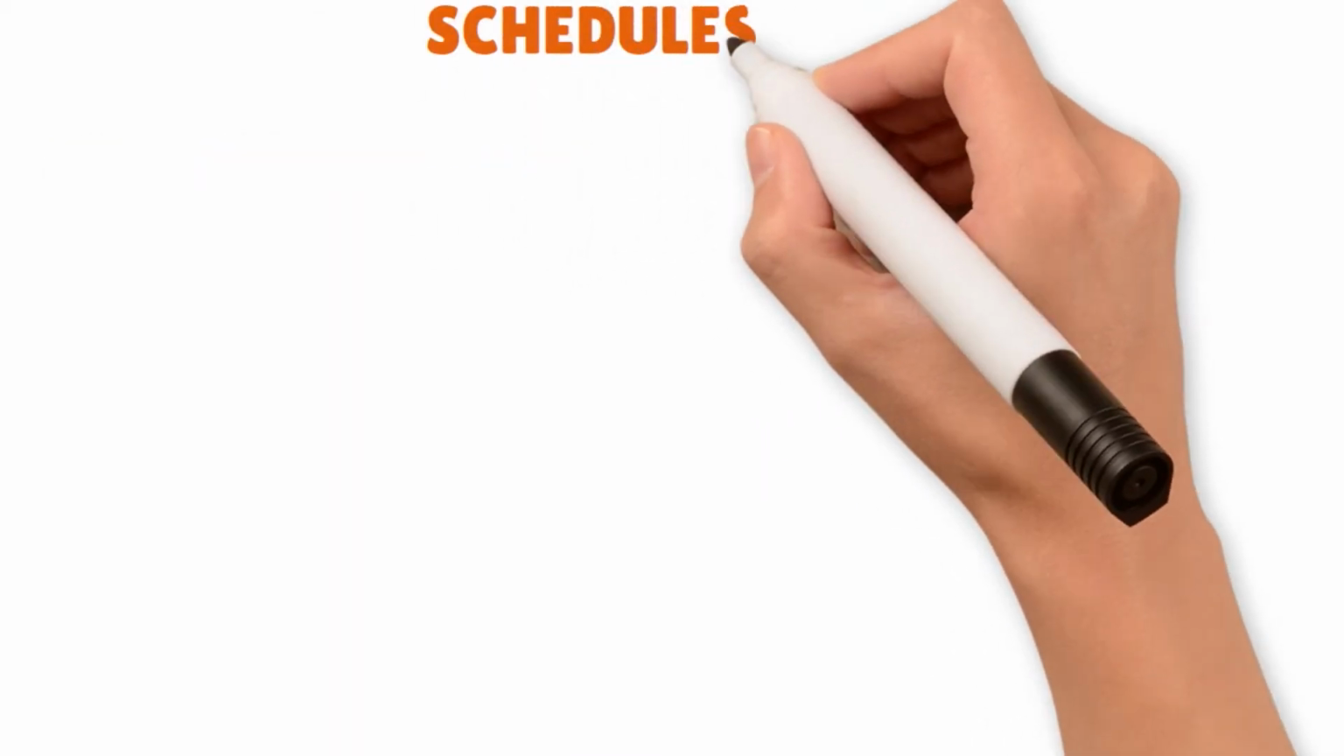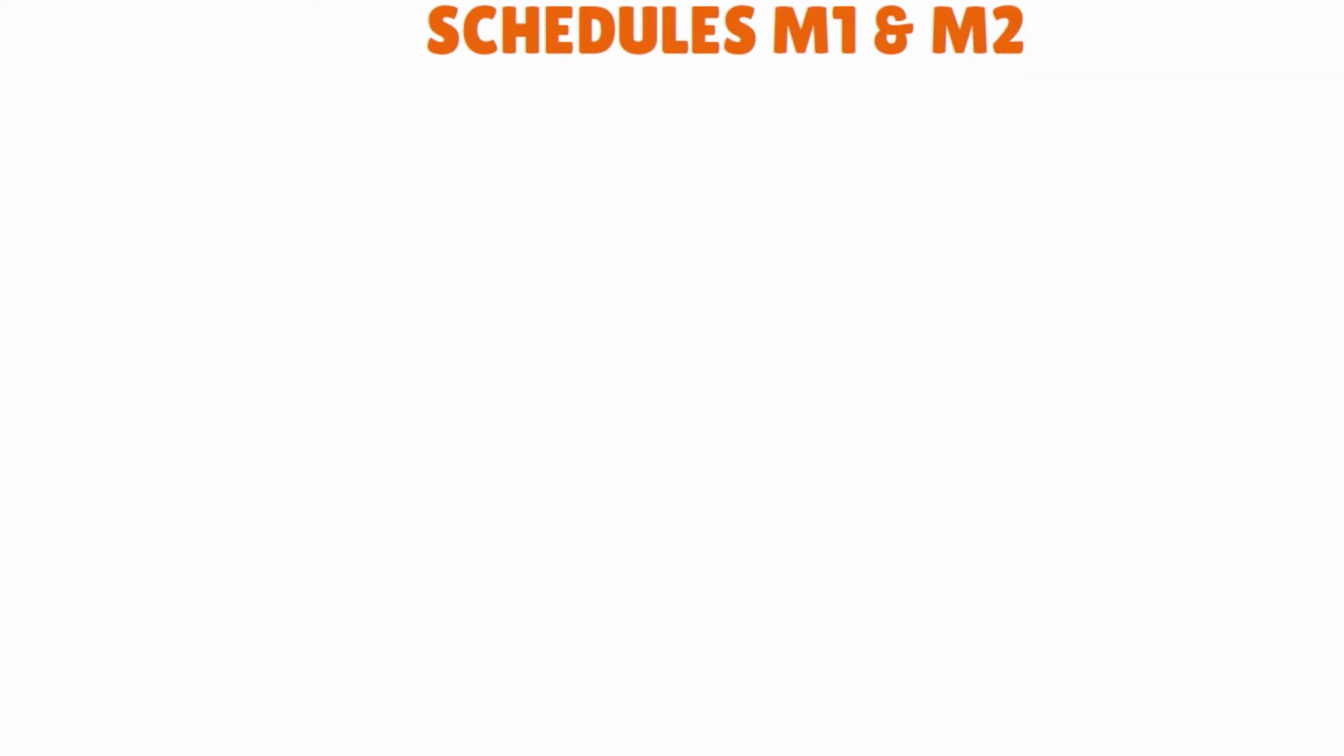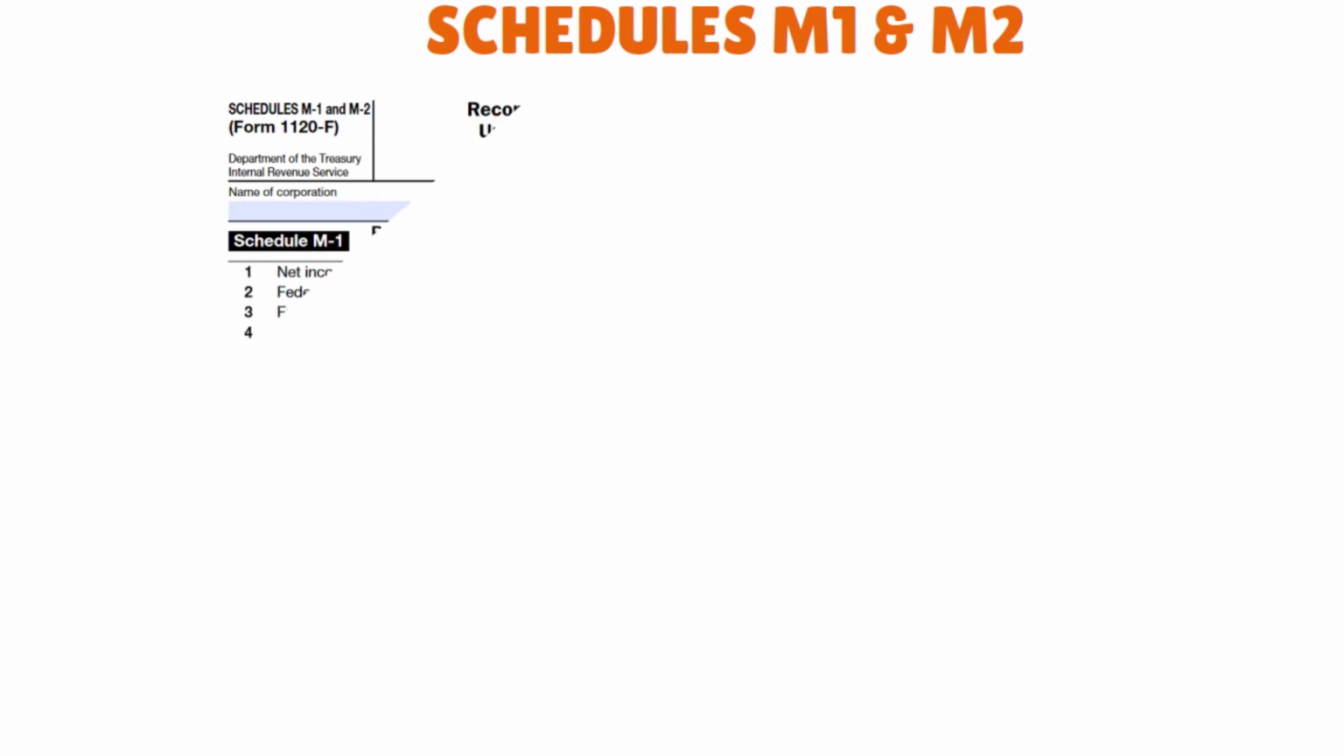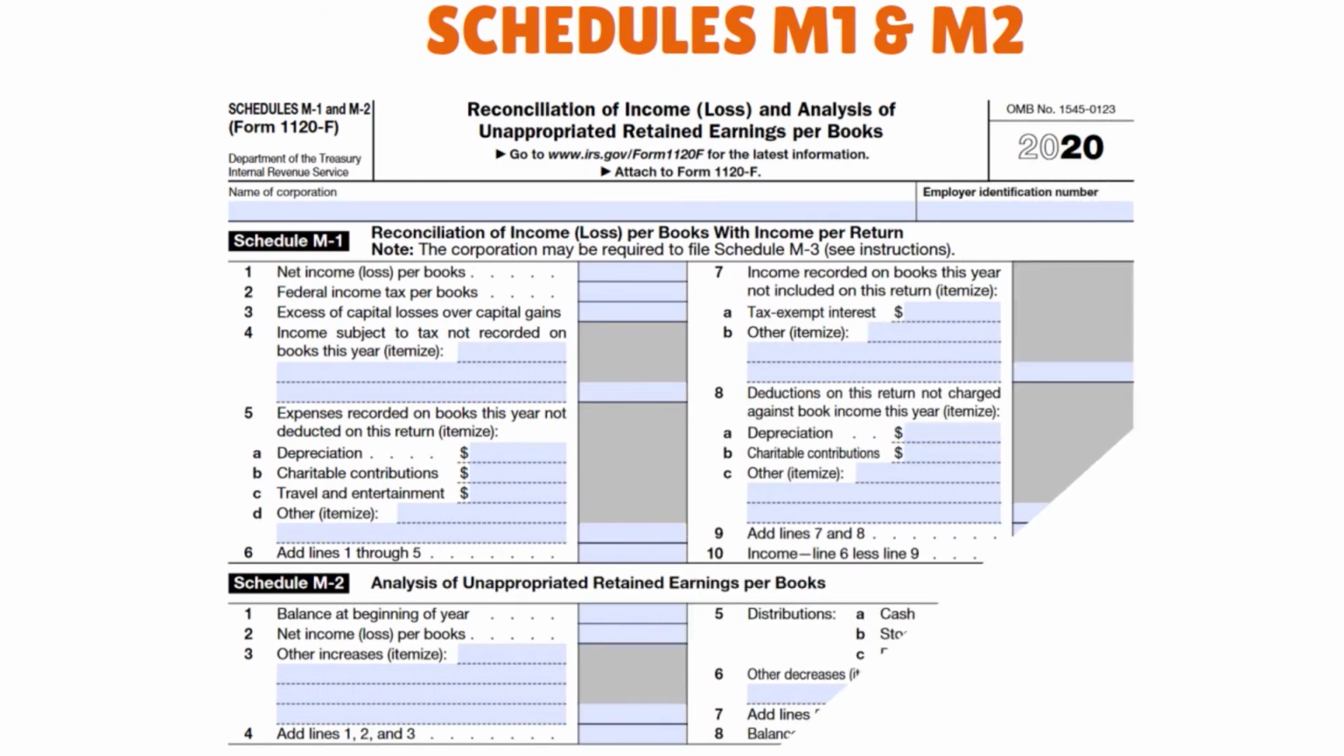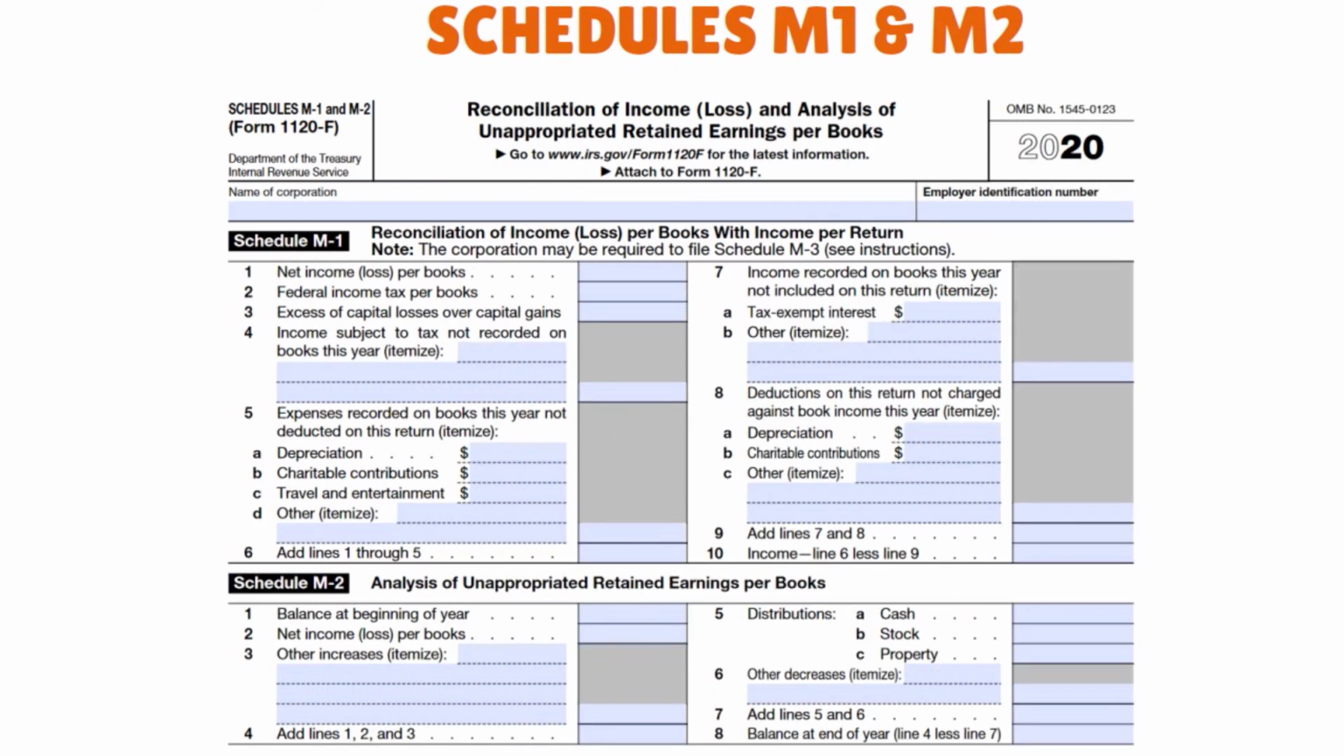Now we want to talk about Schedules M1 and M2. If you completed Schedule L, then you'll need to complete Schedule M1 too. Why? Let me show you right now on the screen. If you are required to complete Schedule L, you must also complete Schedule M1. Schedule M1 basically reconciles your books to your tax return.